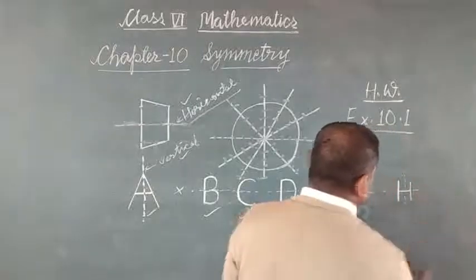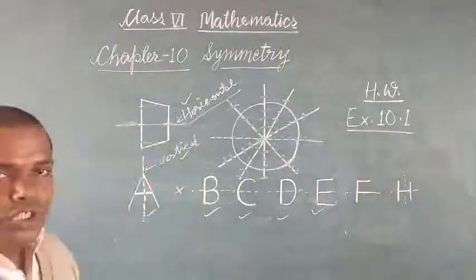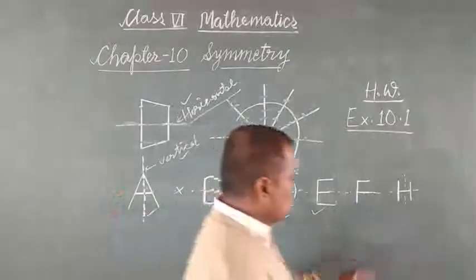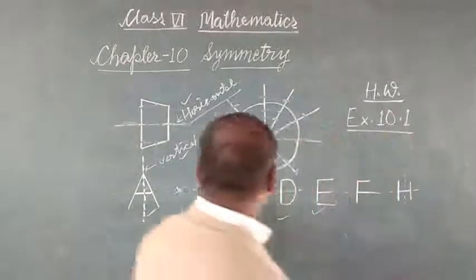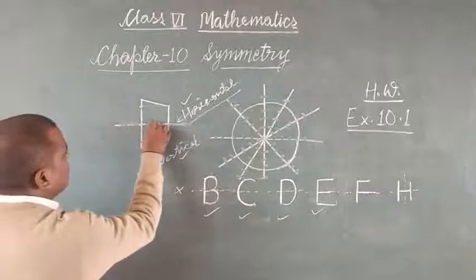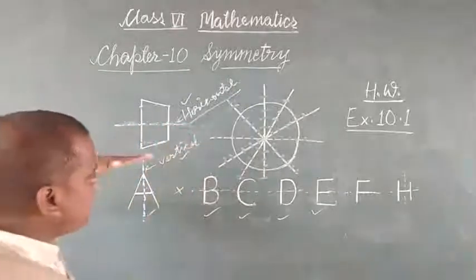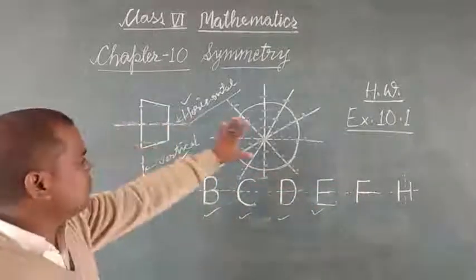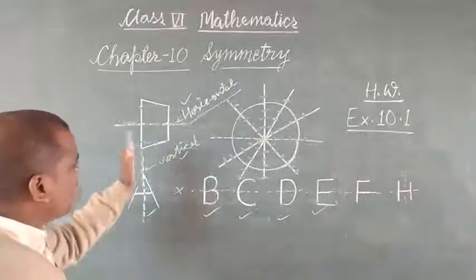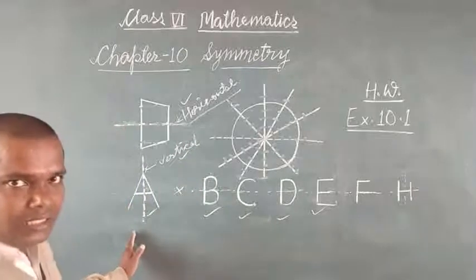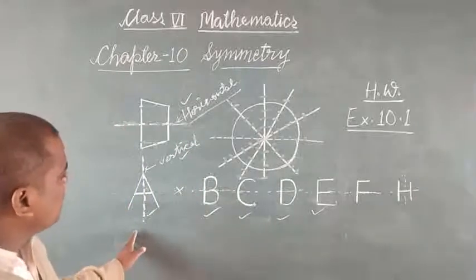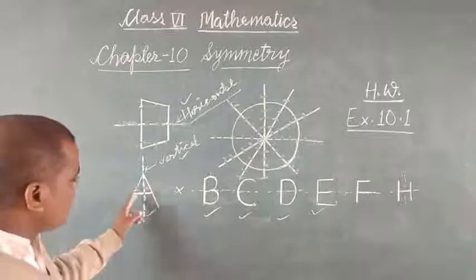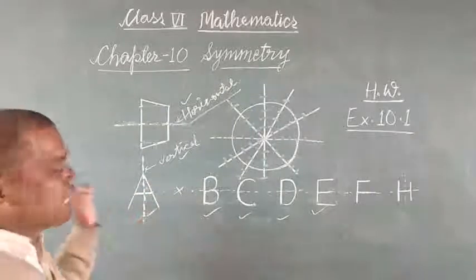two lines of symmetry. Now I want to discuss with you two types of line of symmetry. One is the horizontal line of symmetry. This line is parallel to the earth's surface, so it is called the horizontal line of symmetry, and this one is the vertical line of symmetry. It is vertical to the earth's surface, so it is the vertical line of symmetry.